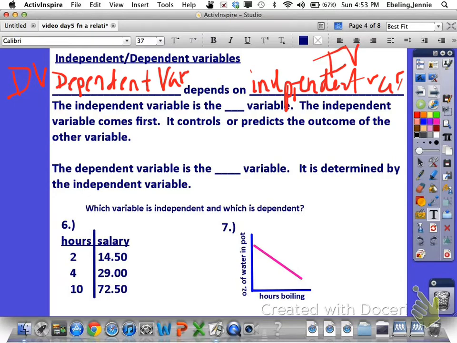So an IV, capital IV for independent variable. The independent variable is always my x variable. The independent variable, it comes first. It's what controls or predicts the outcome of the other variable.